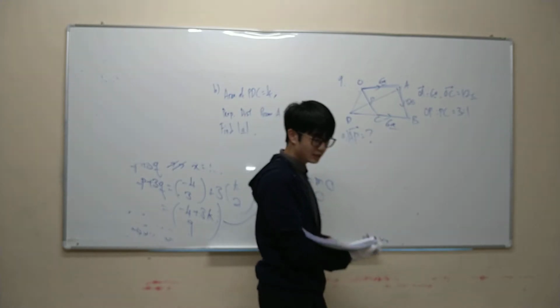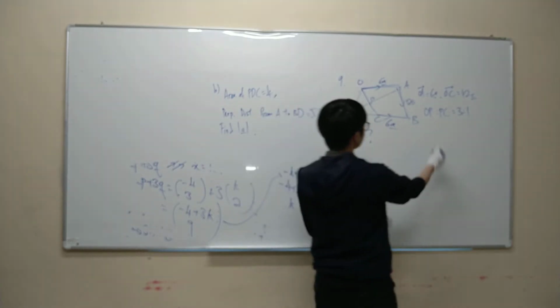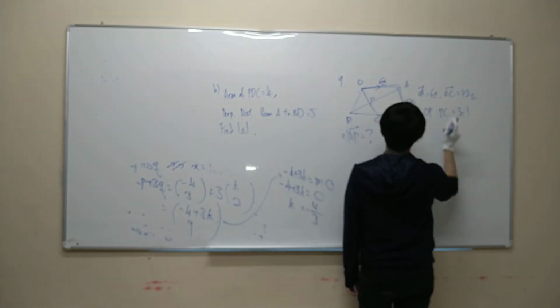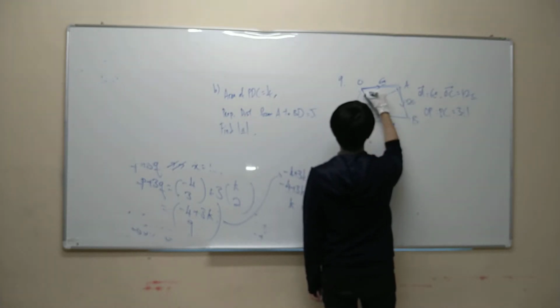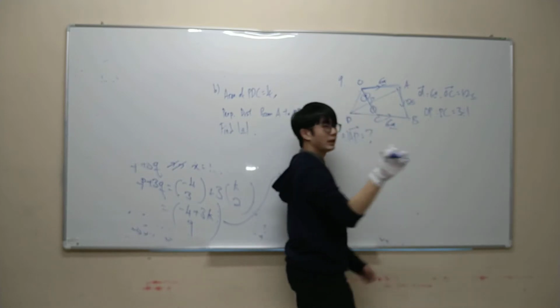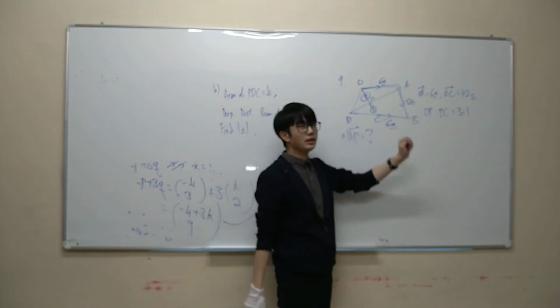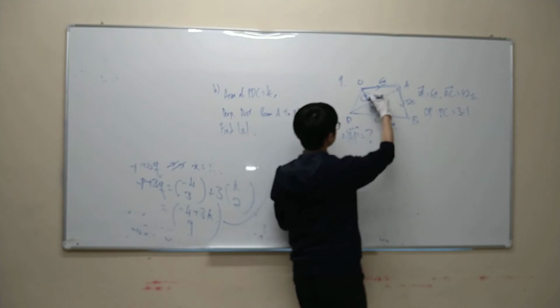Alright, OP ratio PC is 3:1. So OP is 3, PC is 1. OP, mana OP? Sini 3. Sini PC is 1. Okay, wait. I just told you that OC is 12C. So if you say 3:1, boleh lah cari sini dengan sini.